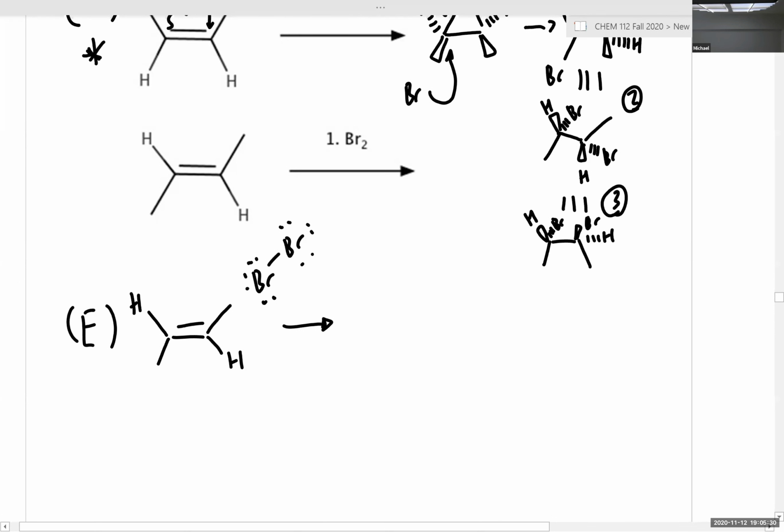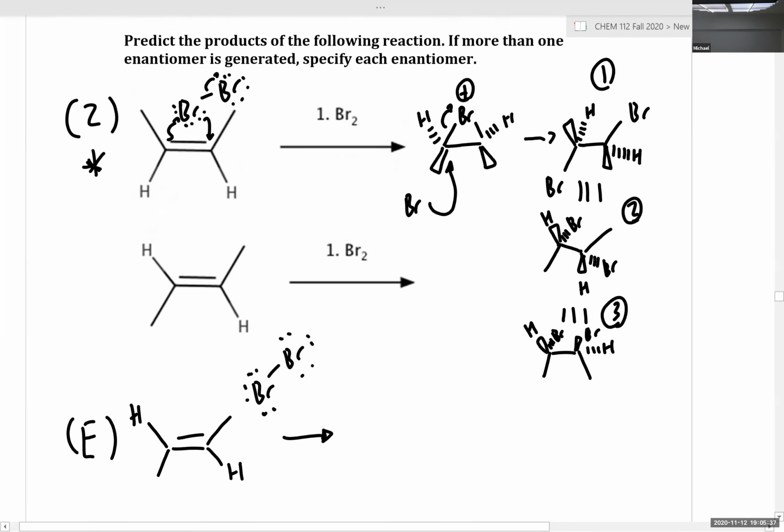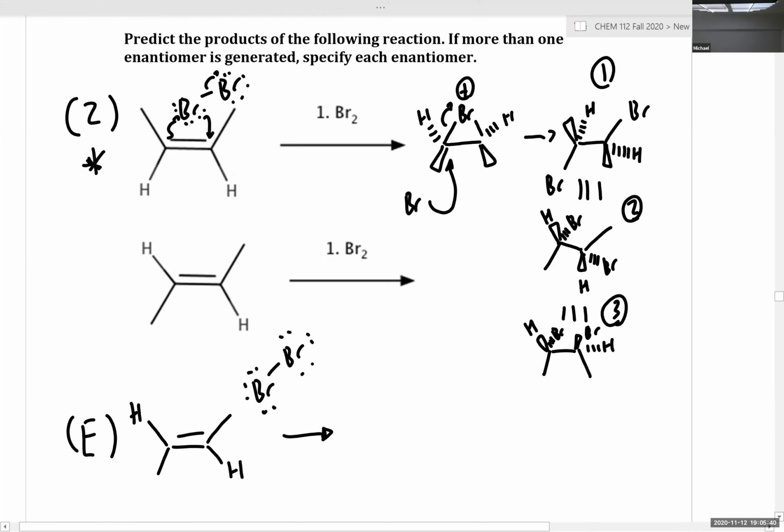What do we make first? What's the first thing that we make in electrophilic bromination? What's the first intermediate that we make?